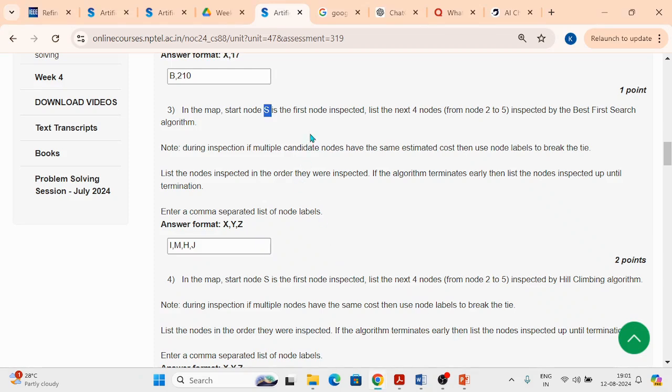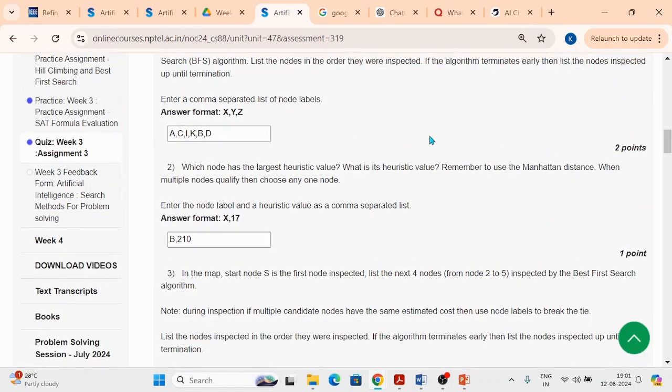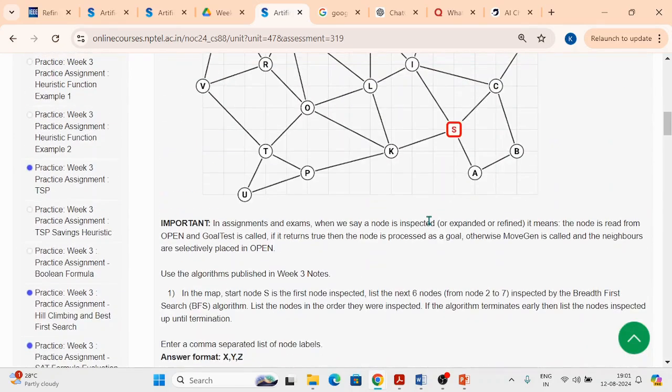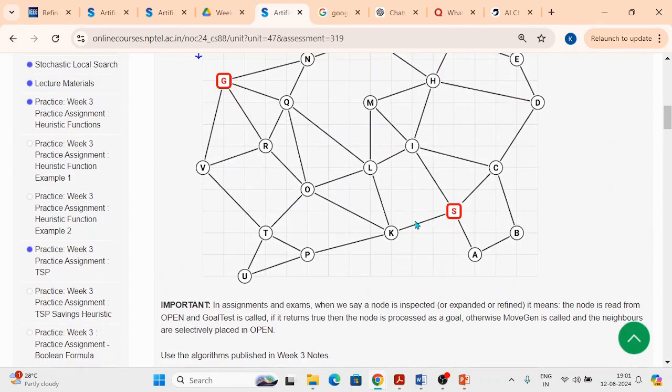So coming to the third question, they are asking us to calculate using the start node S and the next 4 nodes, from 2 to 5, by using the best first search algorithm. According to the best first search algorithm, the function value f of n is equal to h of n. h of n is called the heuristic value of the node n, the estimated distance of the node to the goal node.